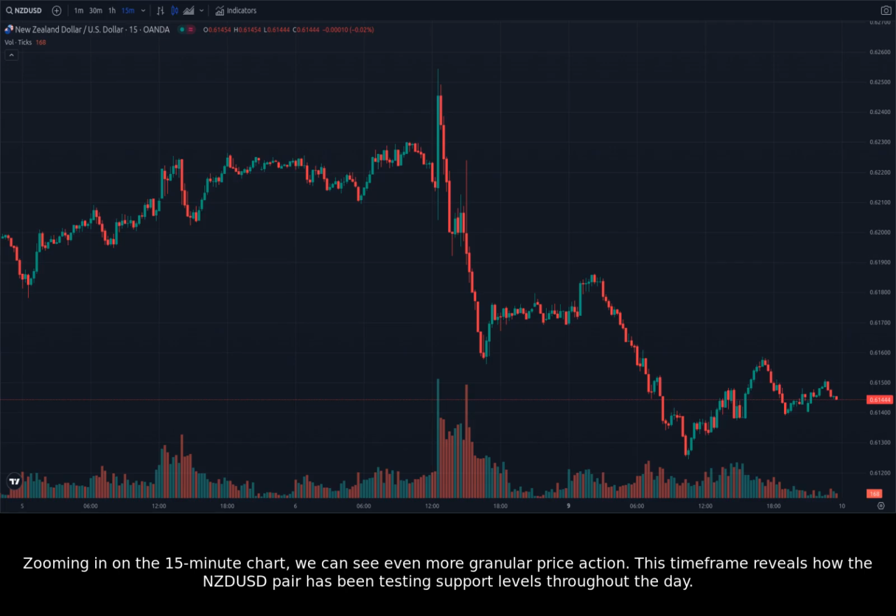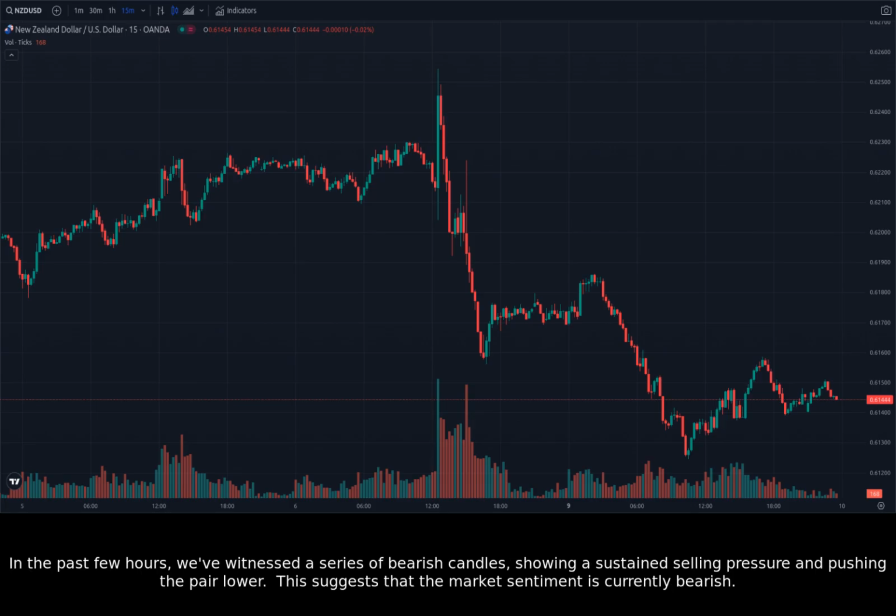Zooming in on the 15-minute chart, we can see even more granular price action. This time frame reveals how the NZDUSD pair has been testing support levels throughout the day. In the past few hours, we've witnessed a series of bearish candles, showing a sustained selling pressure and pushing the pair lower. This suggests that the market sentiment is currently bearish.